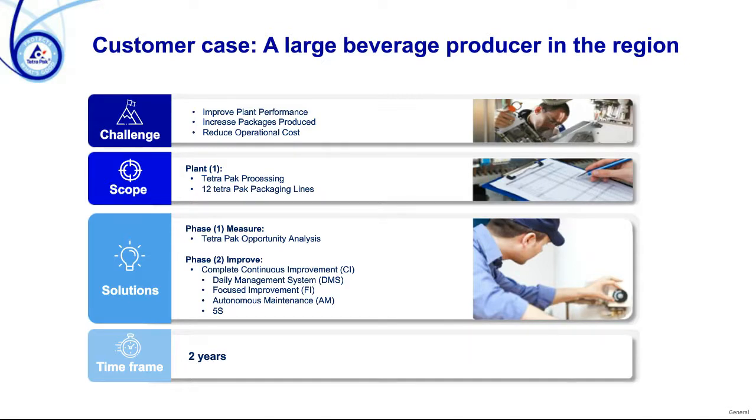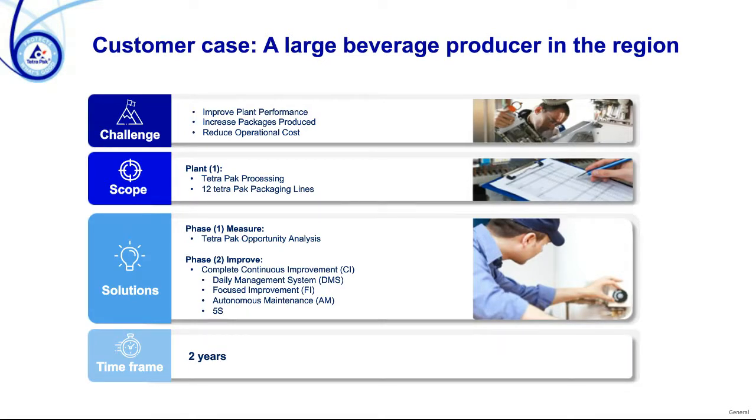The scope of the service or the solution was to cover all of plant number 1, and plant number 1 includes Tetra Pak processing equipment and 12 Tetra Pak packaging lines. The solution was to have 2 different phases. Phase number 1 is to measure what we have, what is the current situation, and then we applied the Tetra Pak Opportunity Analysis at that time. Phase 2 was to improve, and then we applied a complete continuous improvement solution.